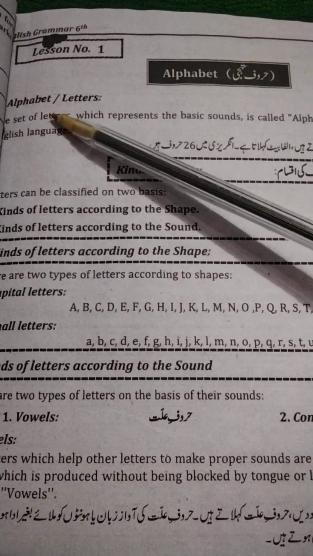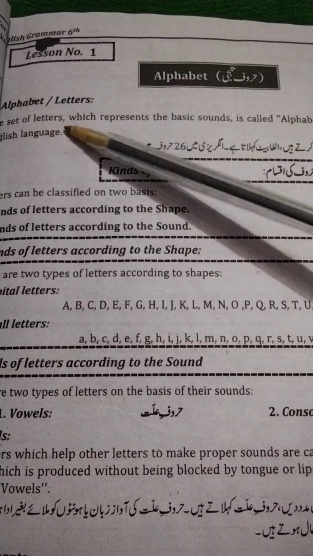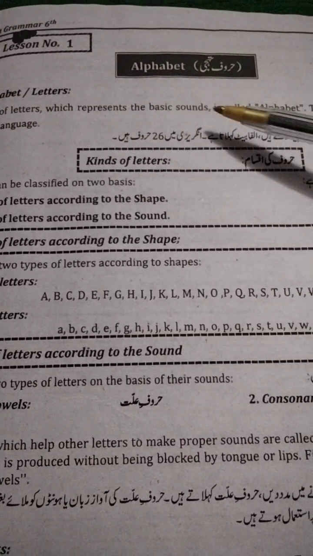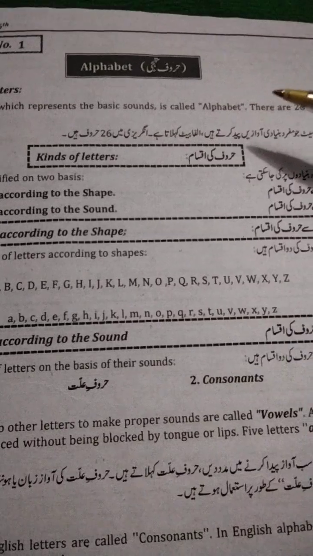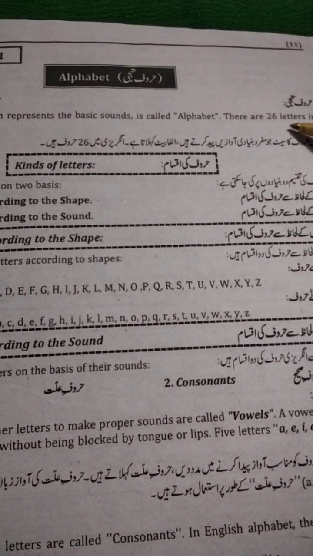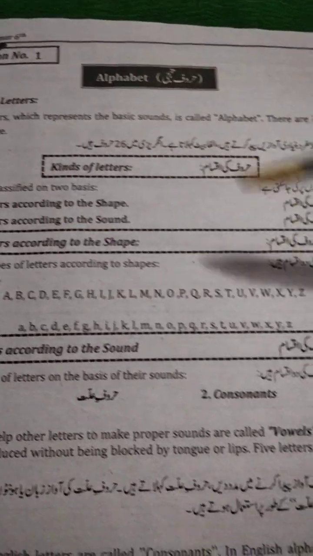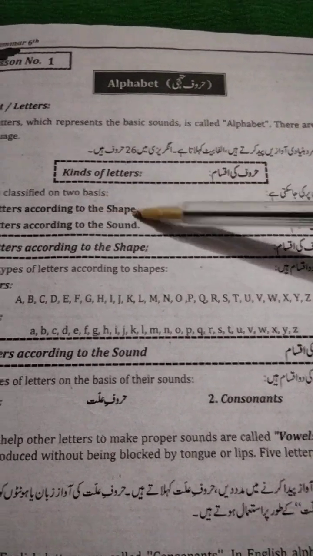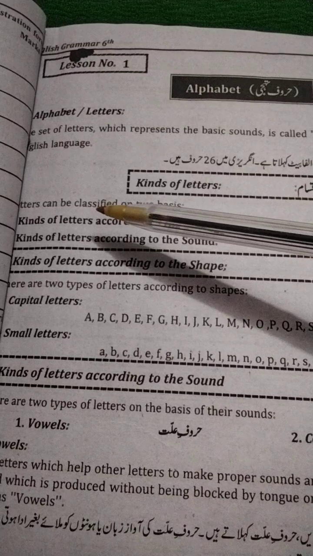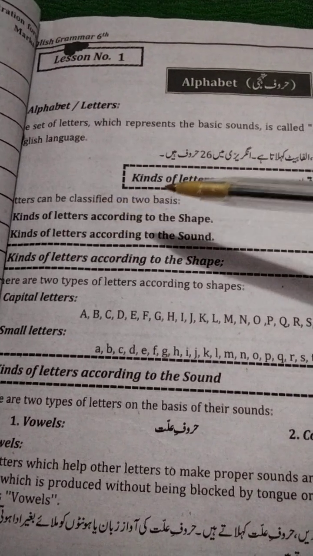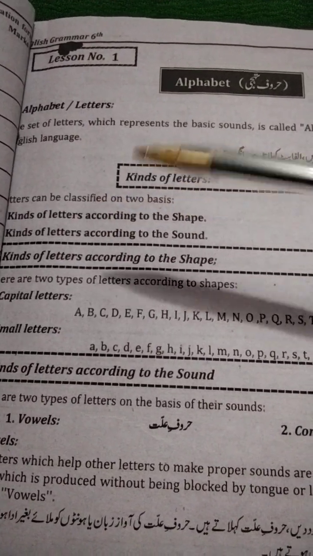A set of letters which represents the basic sounds is called alphabet. There are 26 letters in the English language. Kinds of letters. Letters can be classified on two bases.